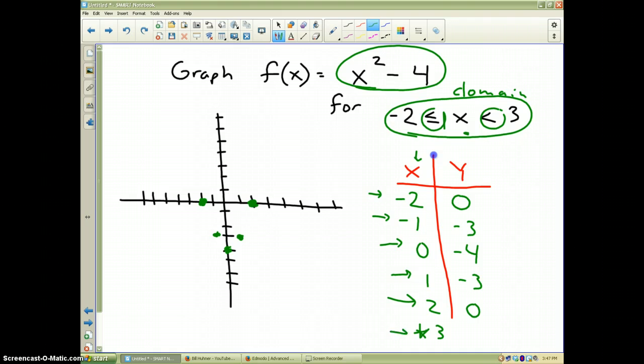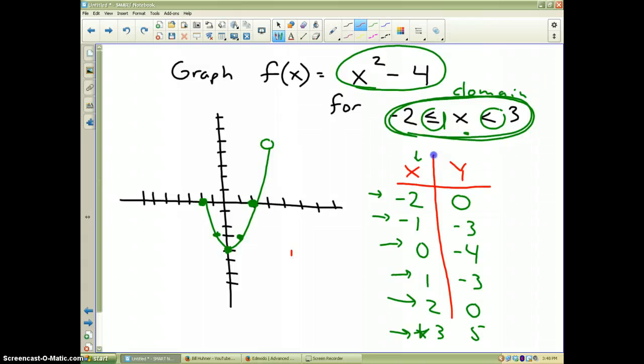And finally, 3, which is the point that's not included, but it is the endpoint of my graph. 3 squared is 9, minus 4 is 5. So the point (3, 5) is my endpoint, and I use an open circle there. And now I connect my dots, and there is the graph of the function x squared minus 4. And that is how I recommend that you go about solving and graphing problems where there is a domain such as the one that is given with a certain inequality.